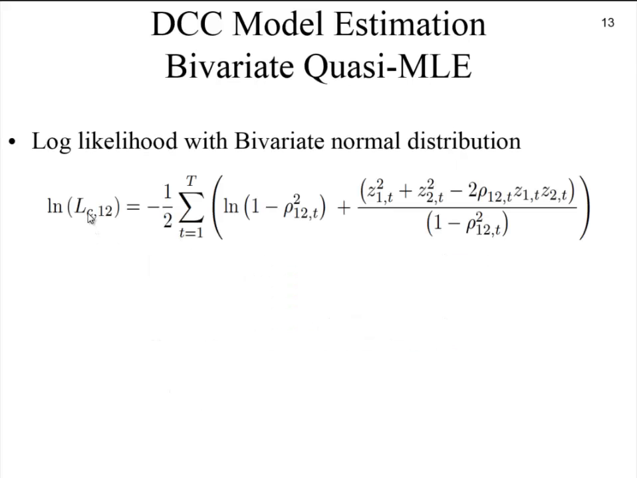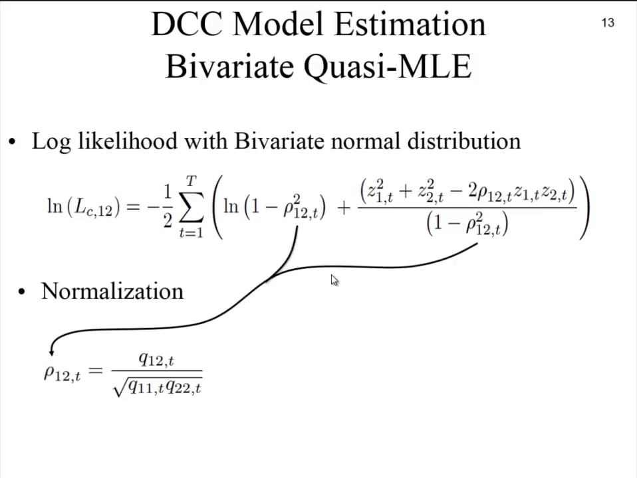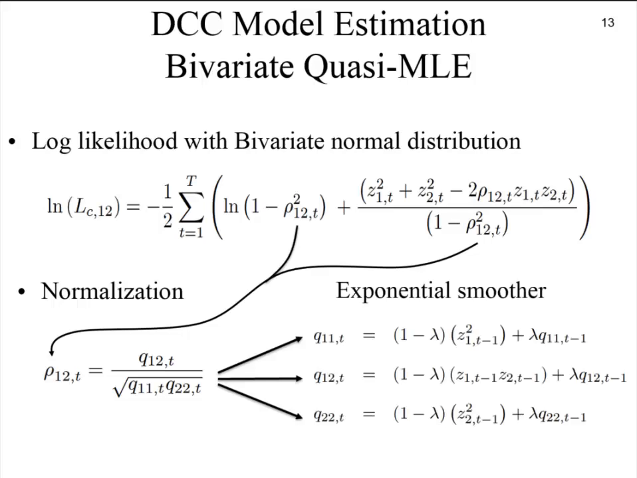The DCC model estimation is formally done with the bivariate normal quasi-maximum likelihood estimation. This function represents the log of the bivariate normal distribution. The inputs are the standardized returns Z1 and Z2 and their correlation. The changing parameter in this likelihood is the correlation, which we already saw is a function of Q12, Q11, and Q22 by this process of normalization. In turn, the Q11, Q12, and Q22 in the case of the exponential smoother are a function of lambda. So we're going to maximize the likelihood function by changing the parameter lambda.